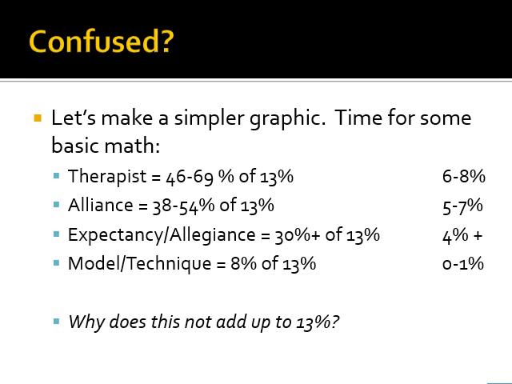So a simpler graphic, if you want to know the more specific percentages, in terms of that 13%, because 46 to 69% of 13% is quite confusing. If you do the math, the therapist accounts for about 6 to 8% of the total outcome, the impact on outcome. The alliance or relationship is 5 to 7%. The expectancy and allegiance accounts for about 4%. And then the model or the technique only accounts for 0 to 1%.